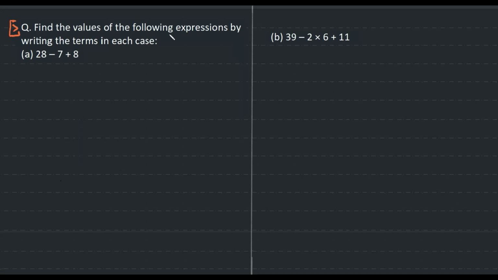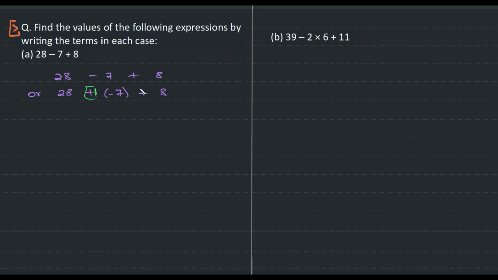Find the values of the following expression by writing the terms in each case. Okay, first thing first, let's look at the number of terms. Let me write it big. You can write it this way, or I can write the negative number as adding a negative number. I can rewrite it this way and then count the terms.